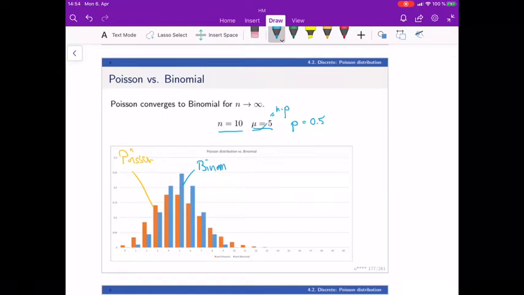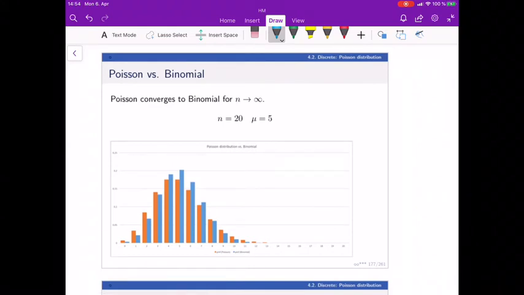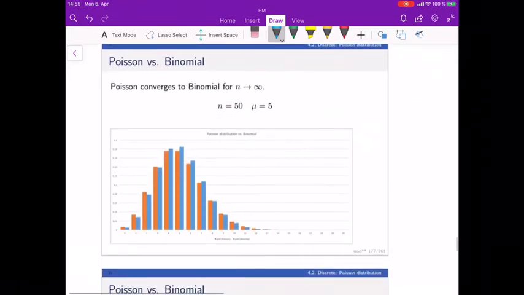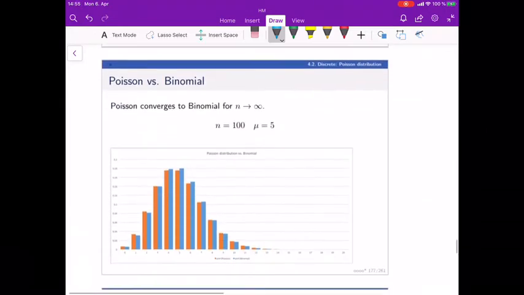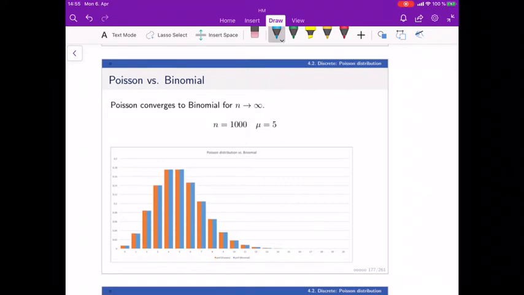And yeah, they're not too similar, but what we can do is increase the number n. So now we go for n goes towards infinity, and for n equals 20 it already looks a tiny bit better. 50, getting there. 100, 1,000. So now for n equals 1,000 we definitely can't really tell a difference between binomial and Poisson. They exactly look the same. So that is how we designed the whole thing.